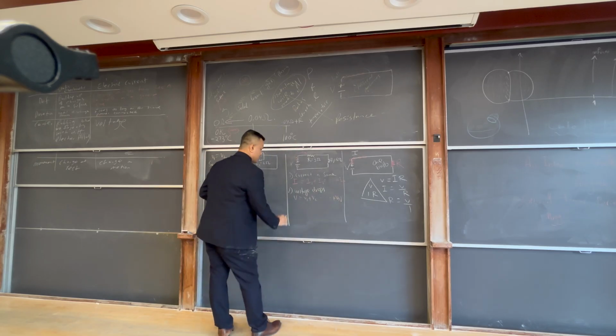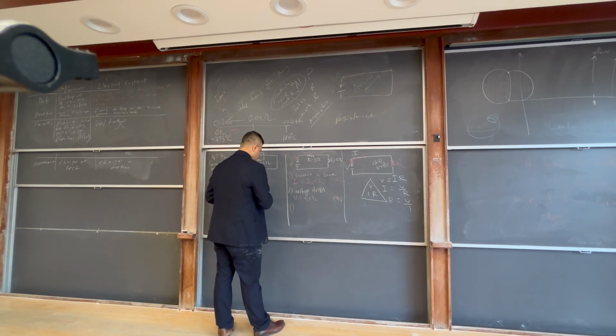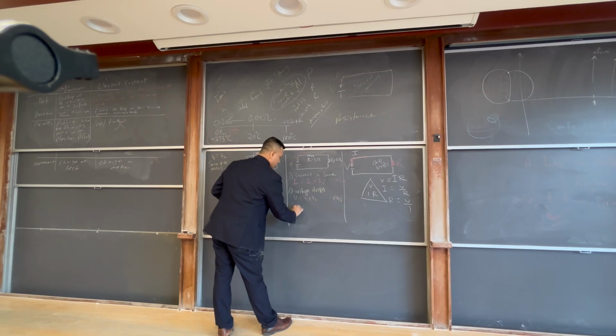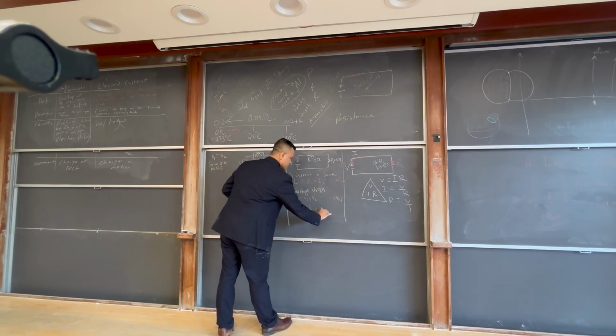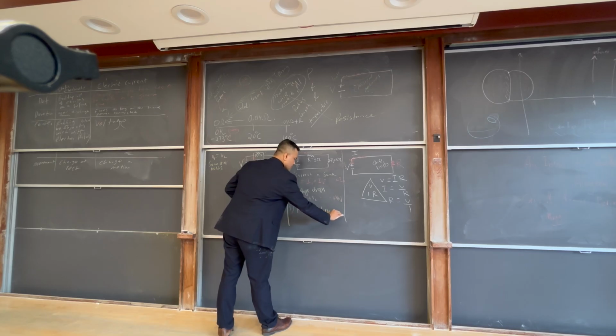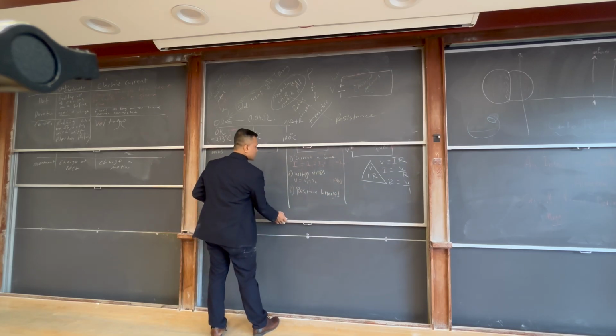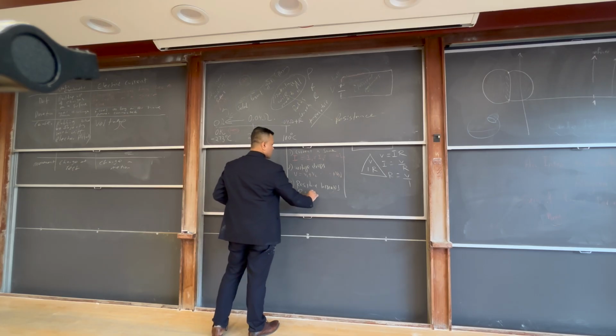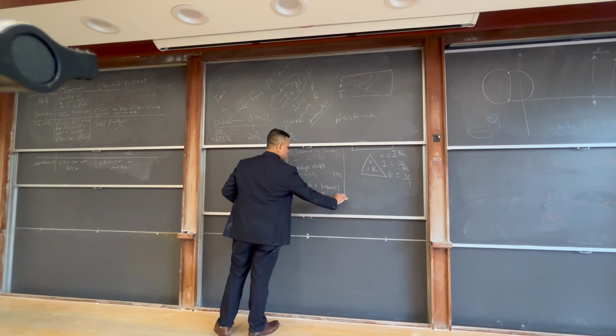Number 3, resistance. Resistance increases as you add more bulbs. How can you write that? R is equal to R1 plus R2 plus dot dot dot Rn.